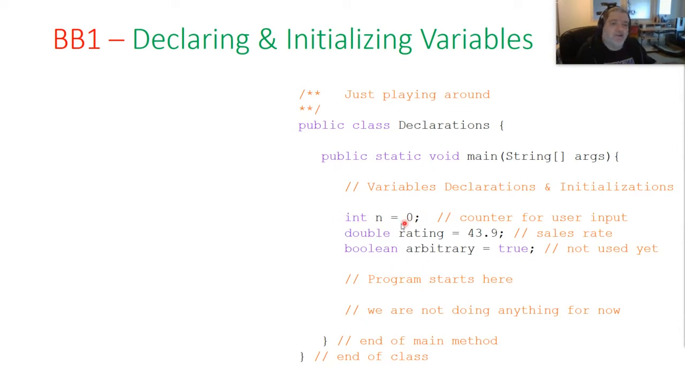And the syntax here, we call that initializing the variable. The first time you assign a value to a variable, you initialize it. You put an initial value into the variable. So the same way that you can say I want an int named n initialized to 0, you can say I want a double named rating initialized to 43.9.